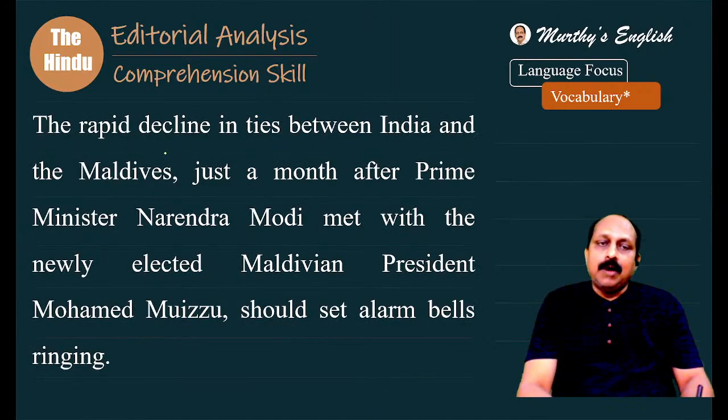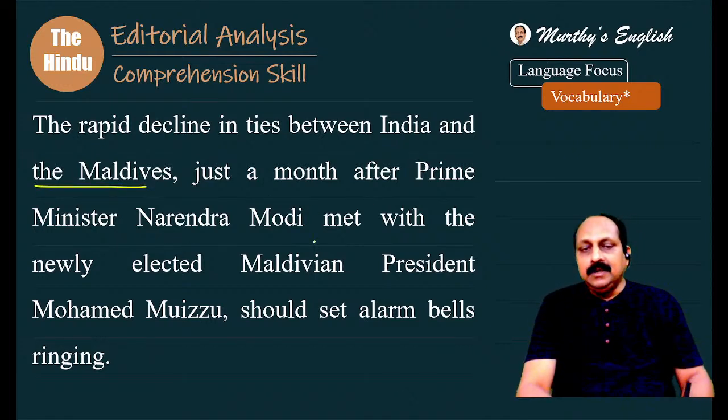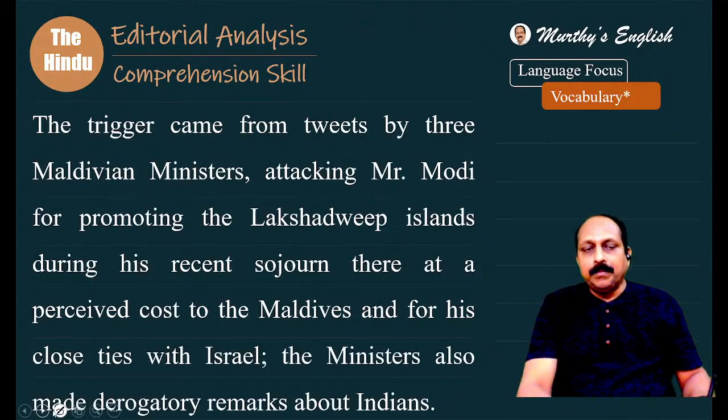How does it start? The rapid decline in ties between India and the Maldives just a month after Prime Minister Narendra Modi met with the newly elected Maldivian President Mohamed Muizzu should set alarm bells ringing. They have met recently, not even a month, just a month ago, a meeting between the Prime Minister Narendra Modi and the newly elected Maldivian President Mohamed Muizzu. And immediately after that, the rapid decline in ties between the two countries should set alarm bells ringing. That means we have to be on our toes and we have to be alert and we have to do something about that to stop.